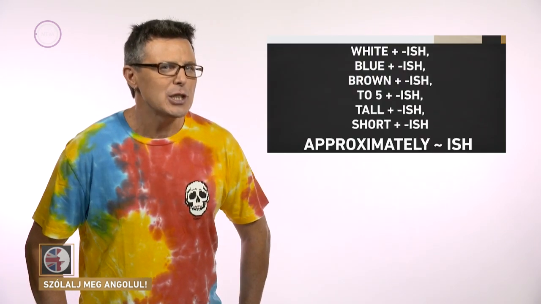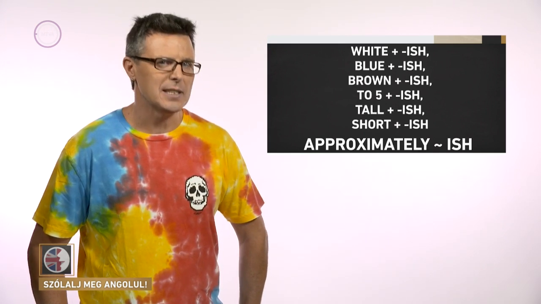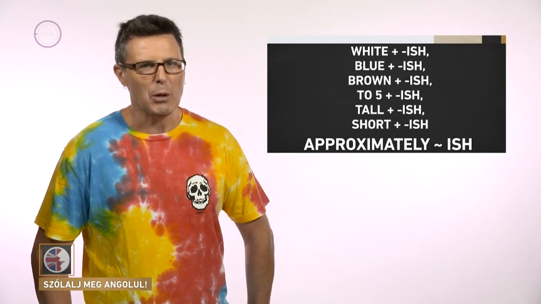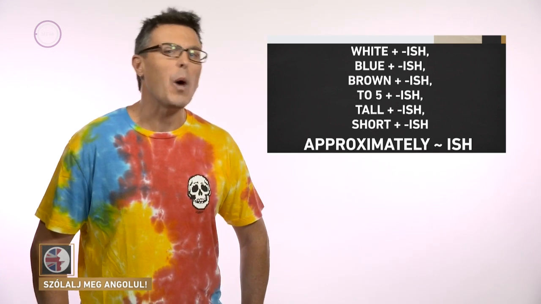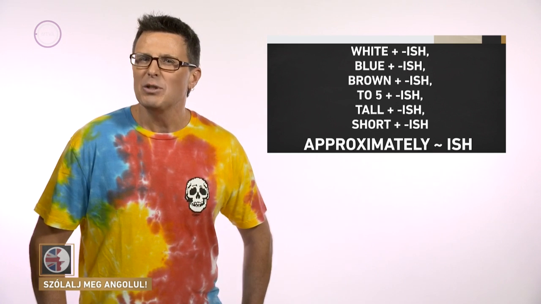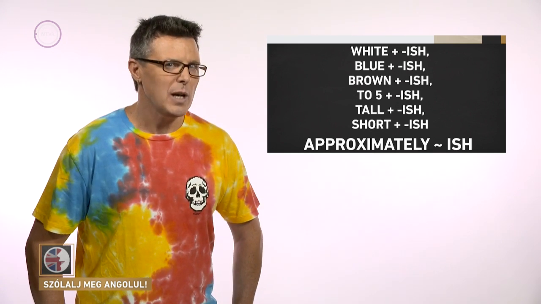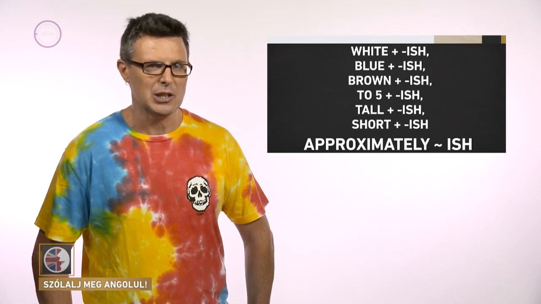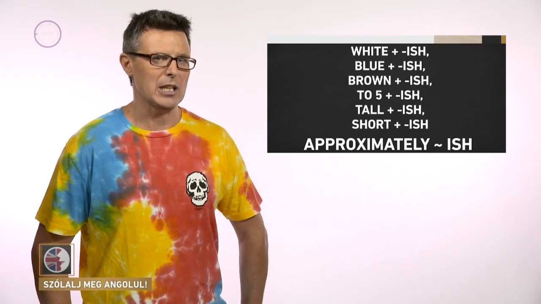Now, did you hear what I said when I described Captain Picard's clothes? I said that he's wearing a white-ish t-shirt, didn't I? Now we add ish to a word when it's not exact. The t-shirt isn't white, but it's almost white, so we can say it's white-ish. We can use ish with other words as well. We can use it with colours. My eyes are bluish. Her hair is brownish.